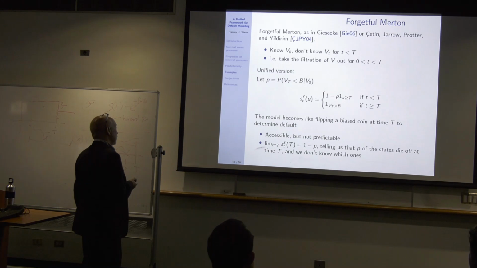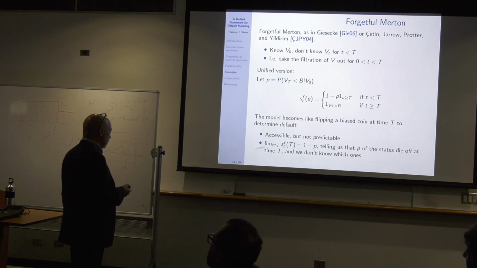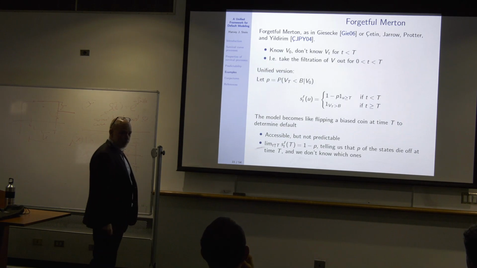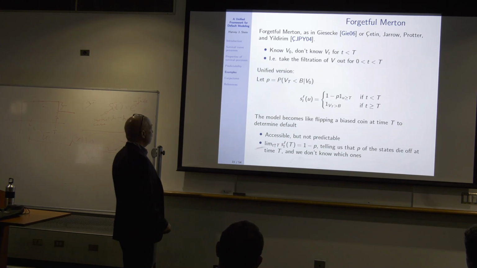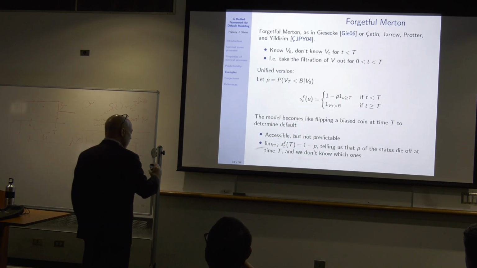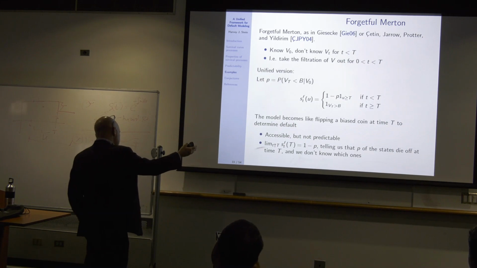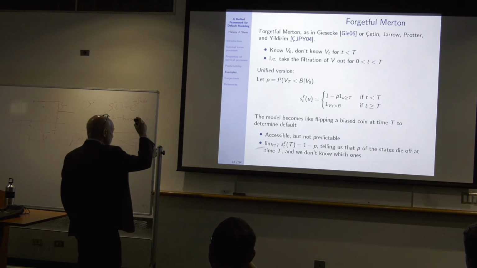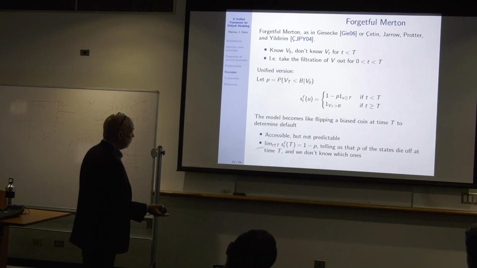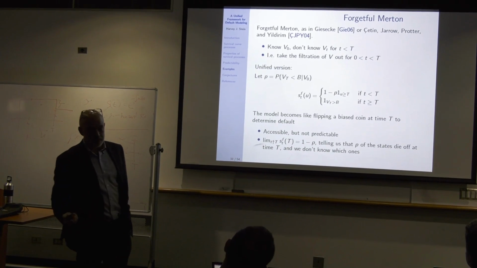Okay, so now in some of the literature with incomplete information, they basically define what I call a forgetful Merton model. This is where you have the same exact structure as Merton, except that you know the firm value V at time 0 and you don't know it in the future. So you're basically taking the filtration out.